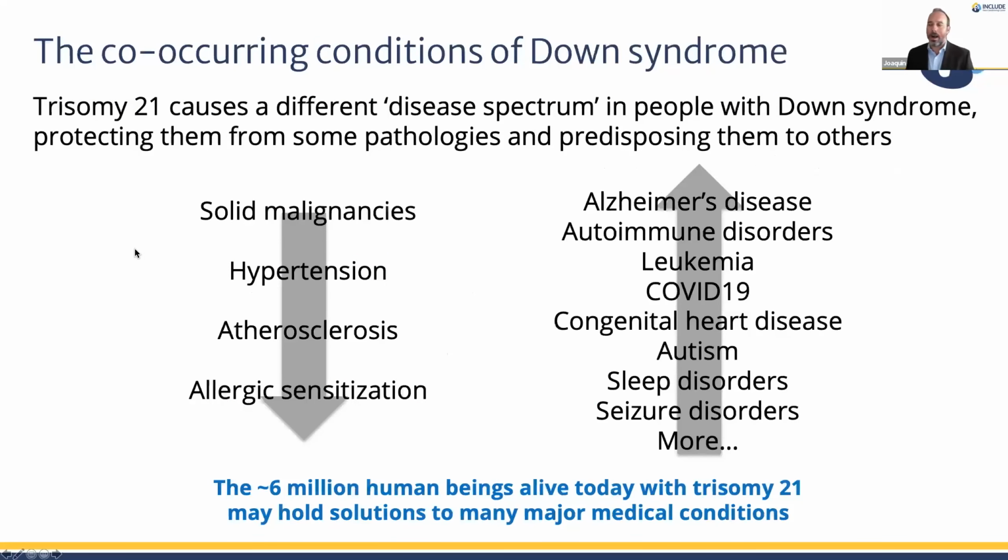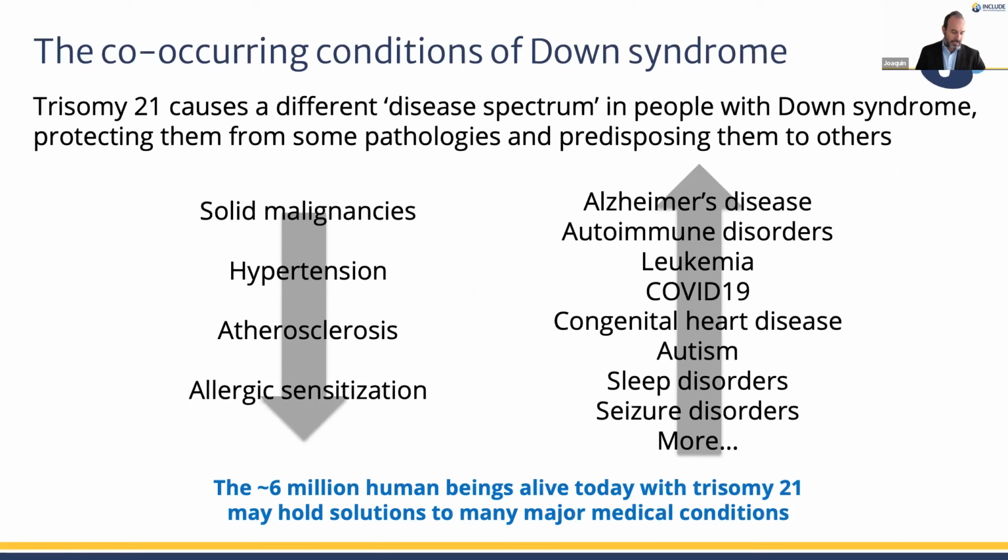Now, why does the name of the project talk about the co-occurring conditions of Down syndrome? Trisomy 21, the genetic cause of Down syndrome, causes a different disease spectrum in people with Down syndrome, protecting them from some pathologies and predisposing them to others.